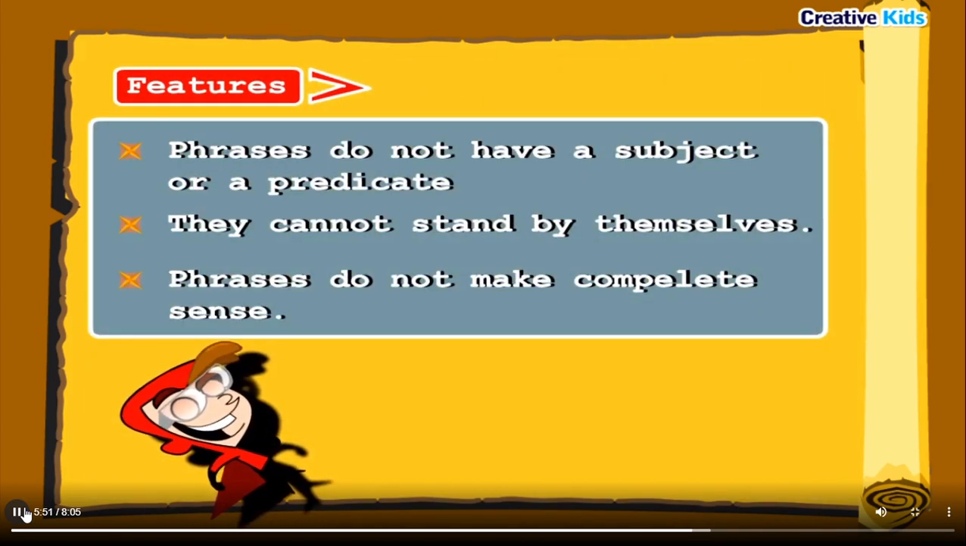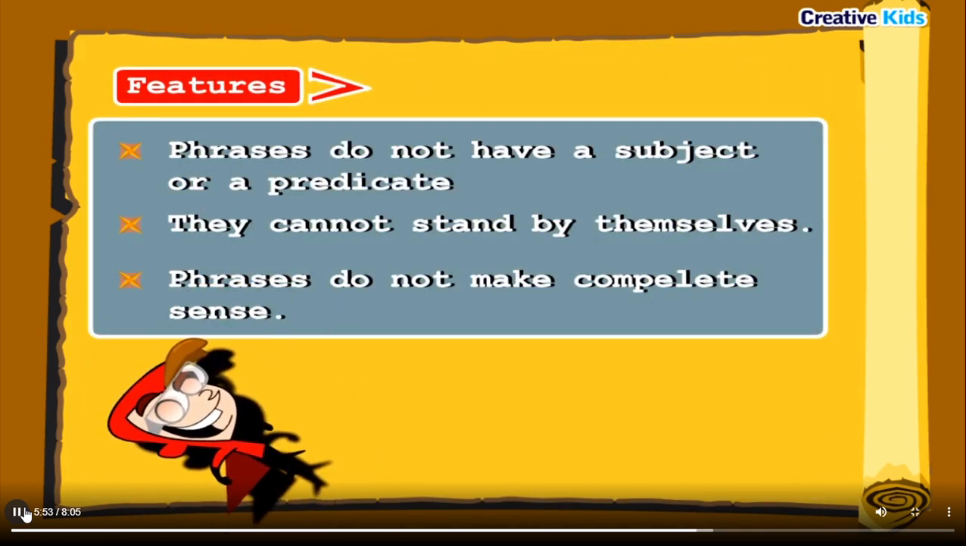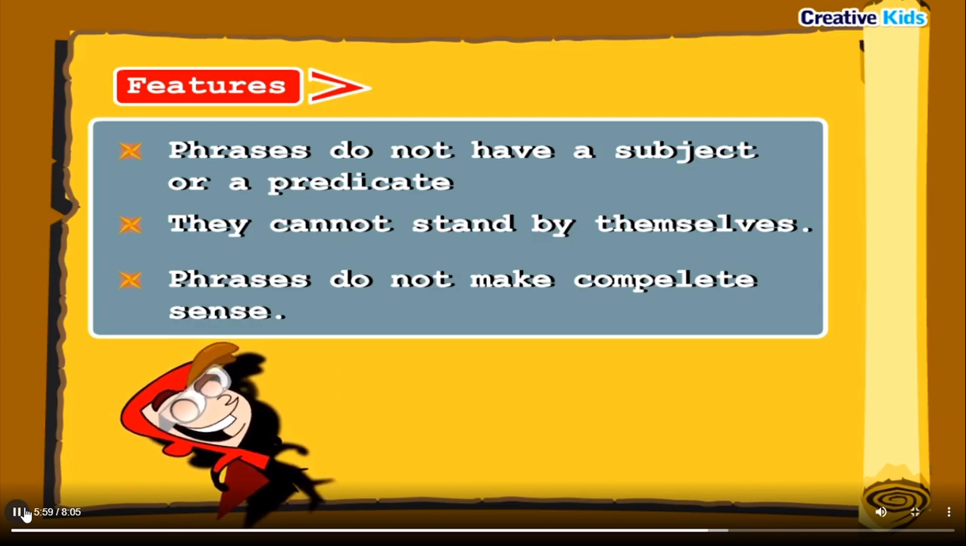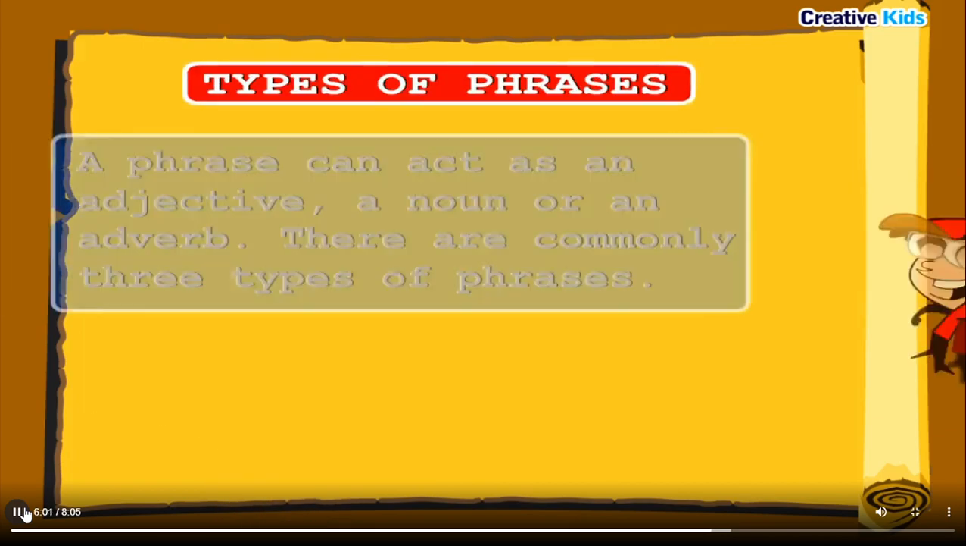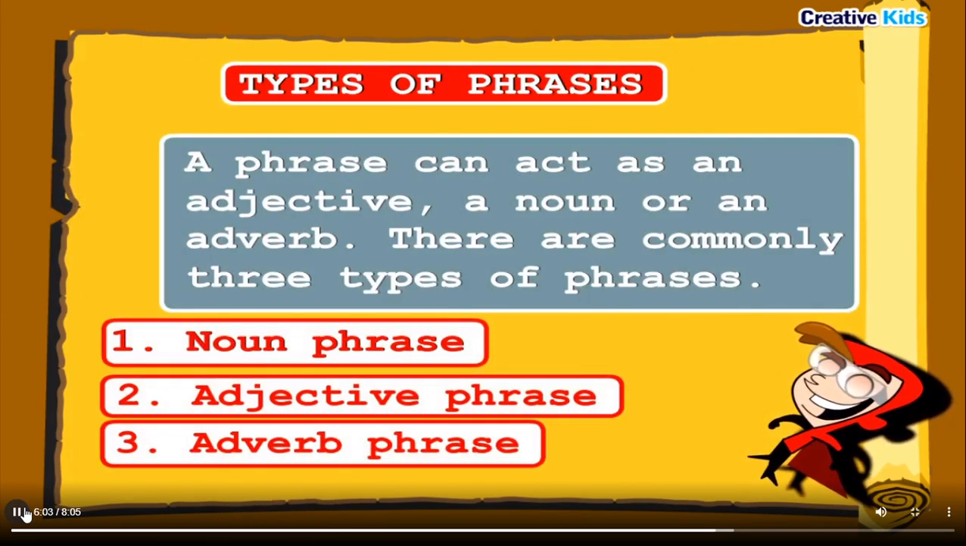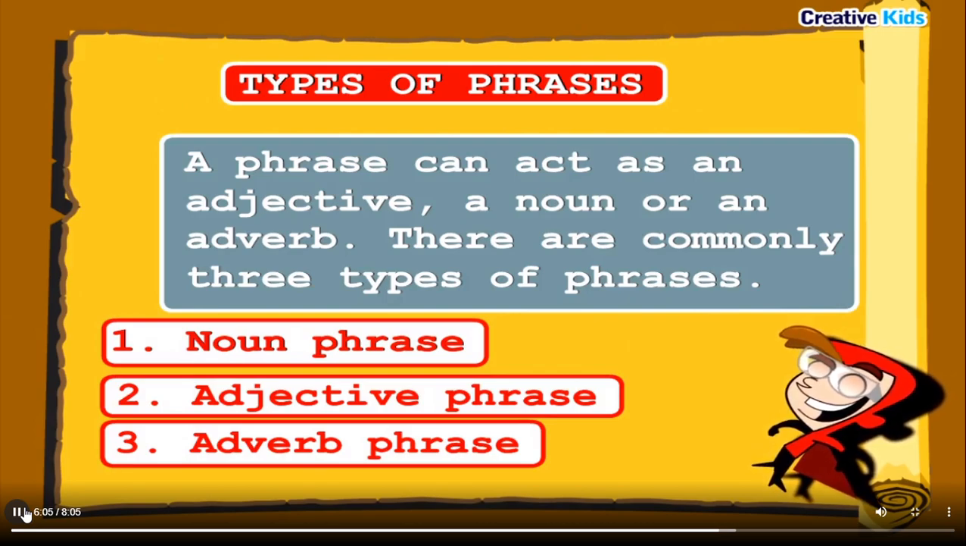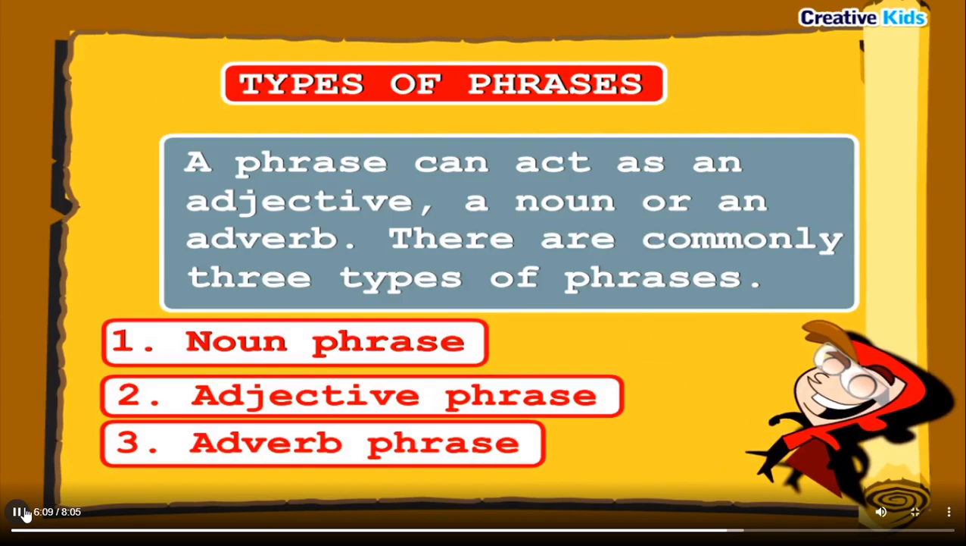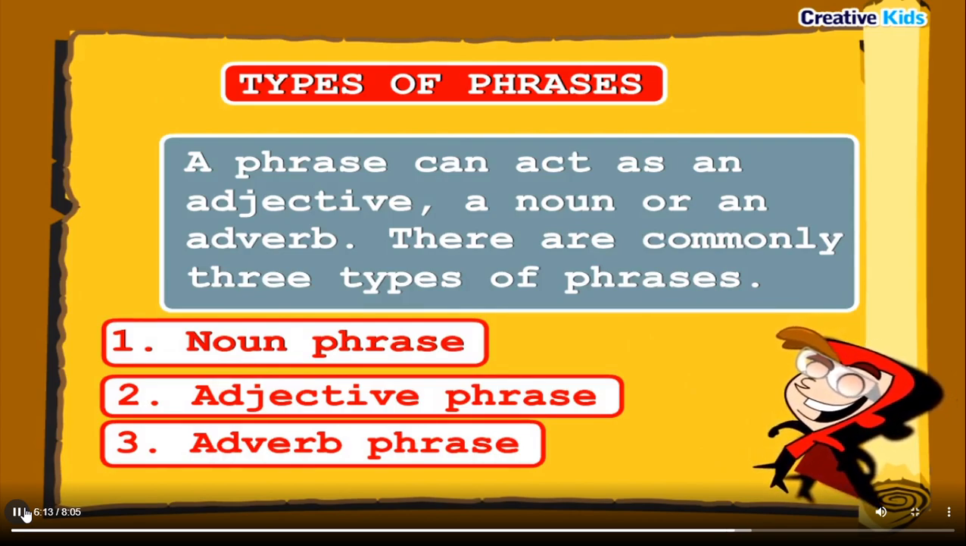Features. Phrases do not have a subject or a predicate. They cannot stand by themselves. Phrases do not make complete sense. Types of phrases. A phrase can act as an adjective, a noun, or an adverb. There are commonly three types of phrases: noun phrase, adjective phrase, adverb phrase.